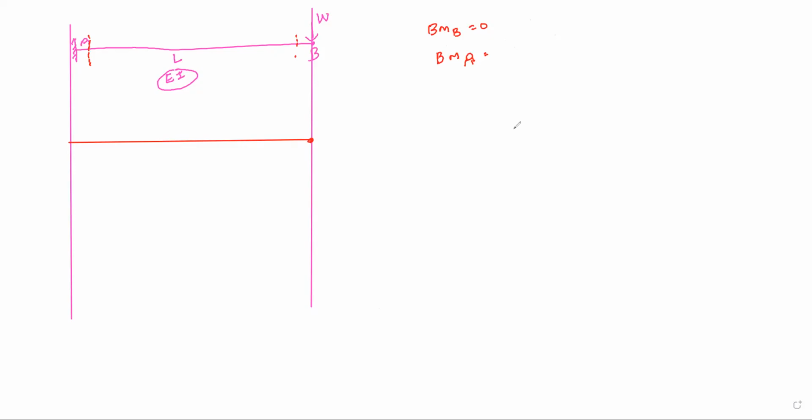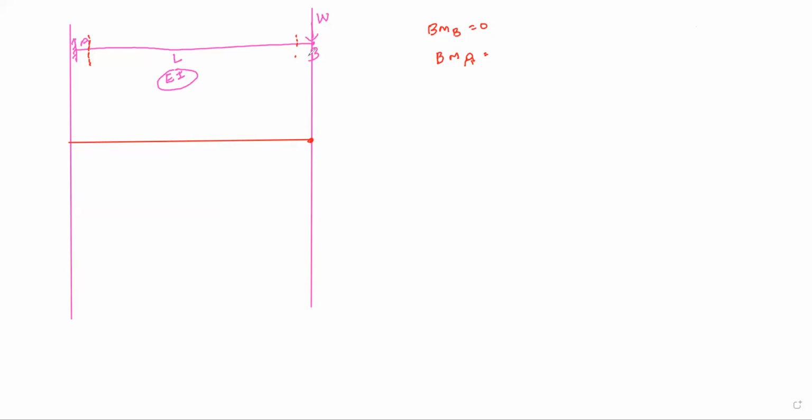Think calmly and then give the answer. Apply the rule of the sign convention of bending moment. We have already discussed that from the right hand side, clockwise moment is negative and anti-clockwise moment is positive. So whenever I am cutting the section at point A and considering the moment from the right hand side, you will see only one force, W.